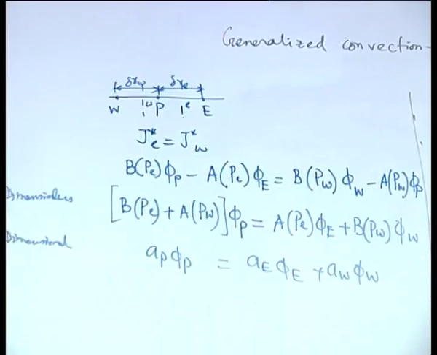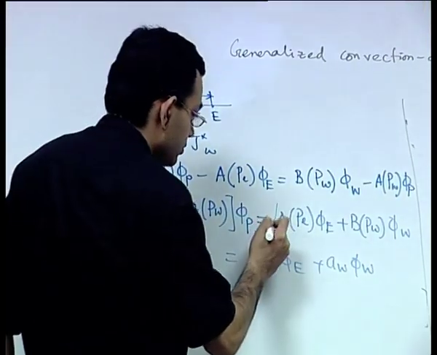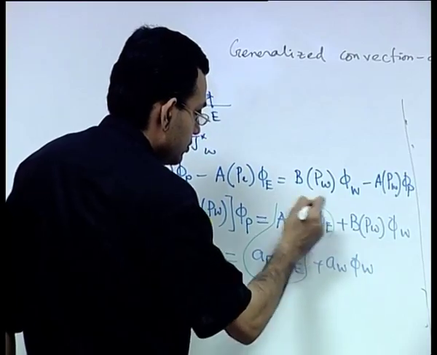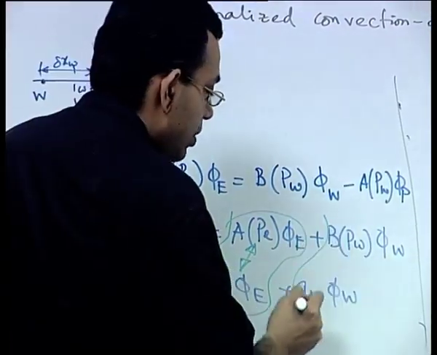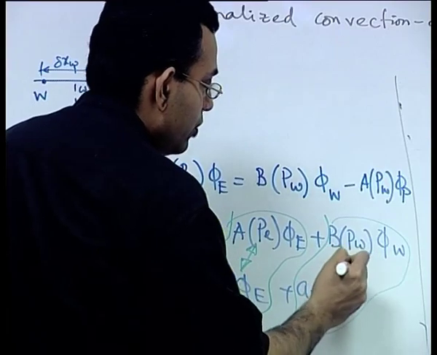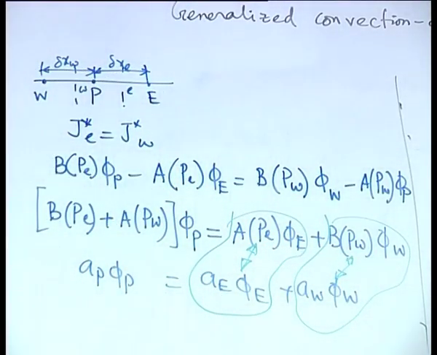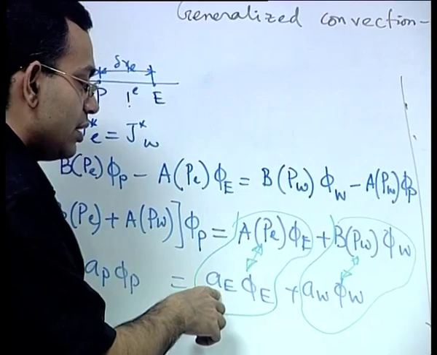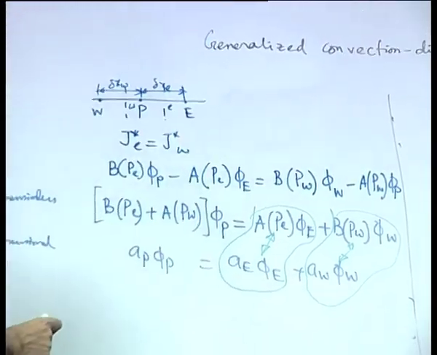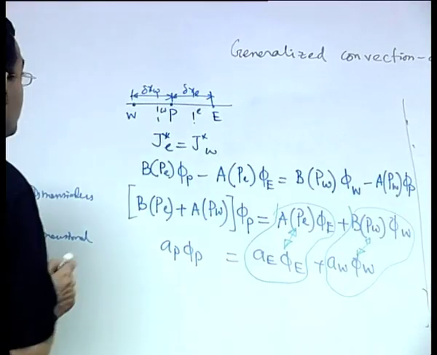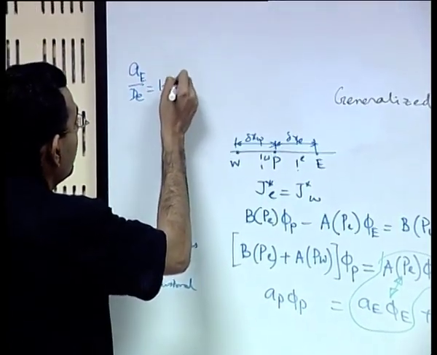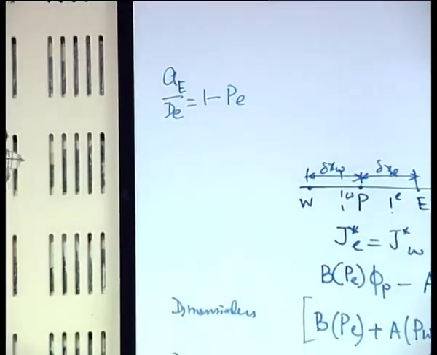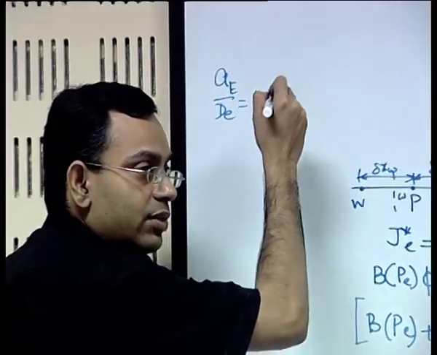So which term comes from which? These two terms are equivalent, only the dimensions are different. These two terms are equivalent, only the dimensions are different. And how can you convert one to the other? Remember, when you had AE, let us consider the central difference scheme for example. So you had AE by DE is equal to 1 minus P by 2. What was it? 1 minus P by 2.